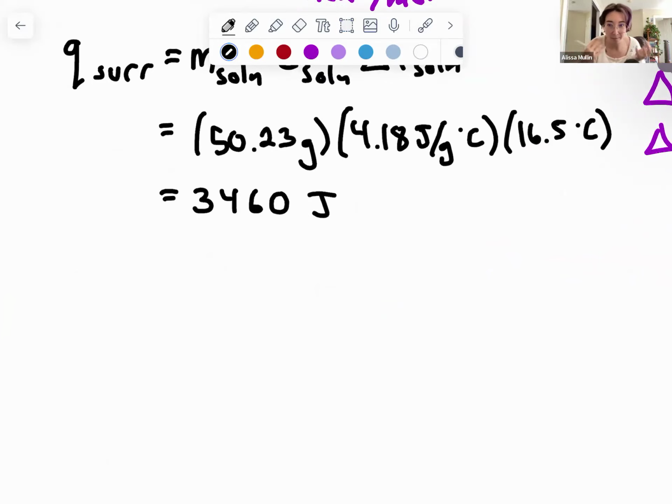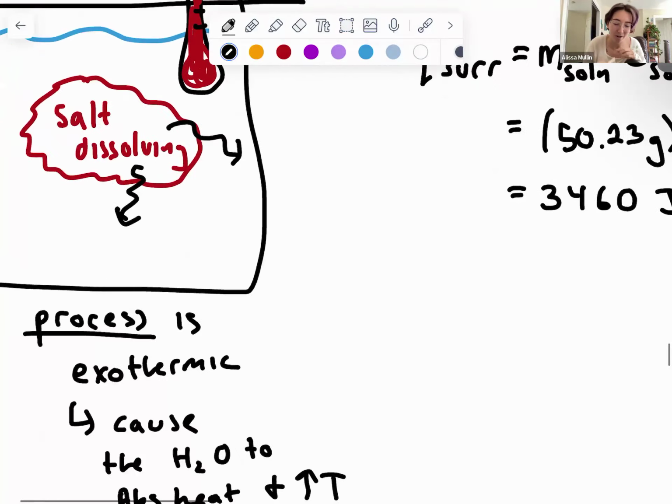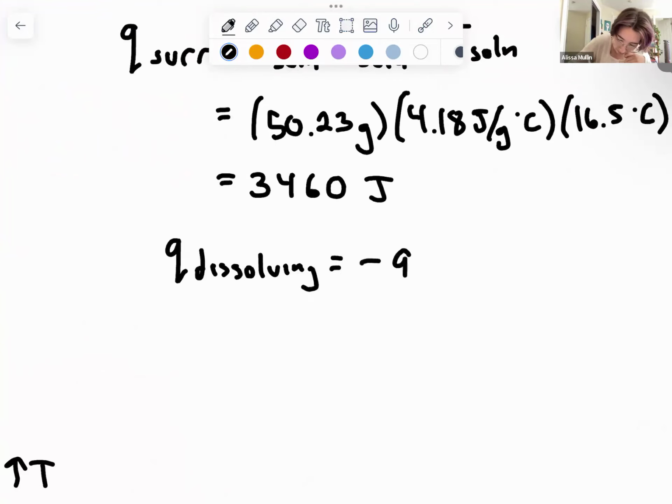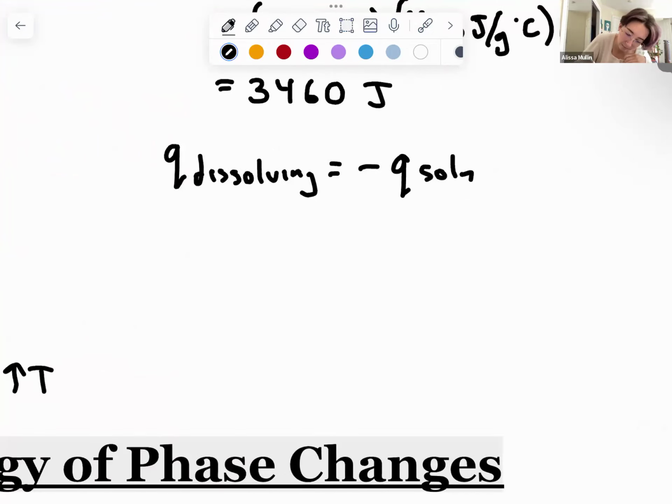Now, the only tricky part about this, I feel, one of the things we have to really keep straight, is understanding the sign of this. We made measurements about the temperature change of the water, of the solution, but that is the opposite of what happened to our actual reaction. So the way we could think about this is that the Q of dissolving is equal to negative Q of the solution, which is why Q of dissolving is actually negative.